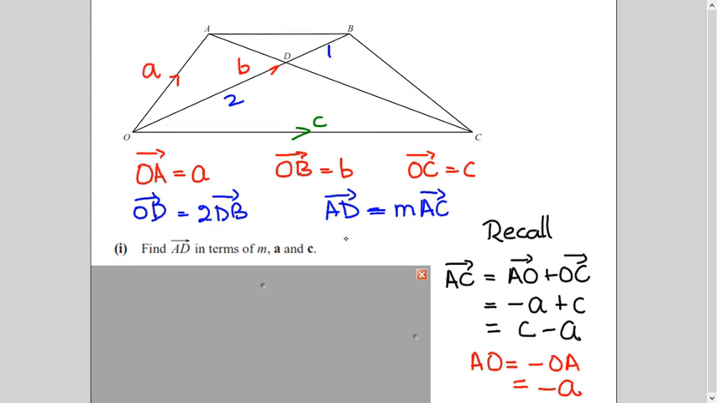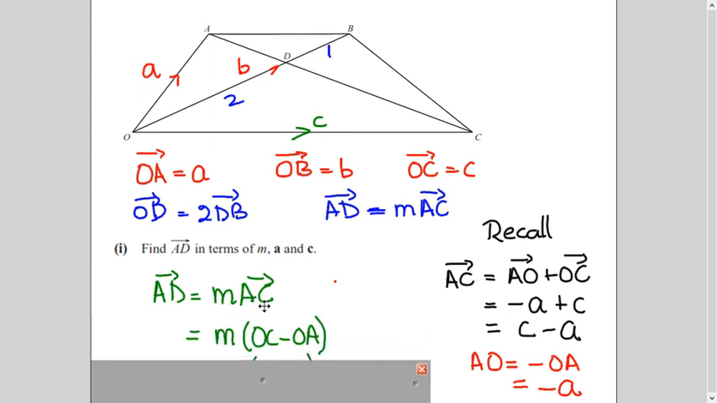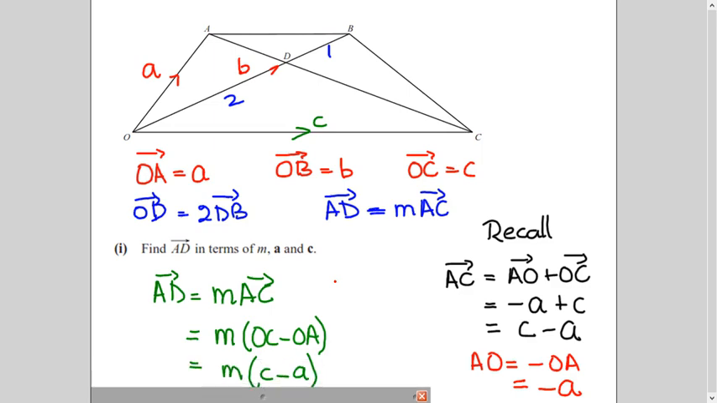Now I will use this, that AD is equal to M times AC, and AC is OC minus OA. I have derived it from here: OC minus OA, because AO equals minus OA. So I'm writing it here, and then I'm substituting the values. So I got AD in terms of M, A, and C. Let's see the next part of the question.